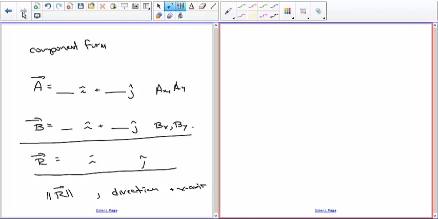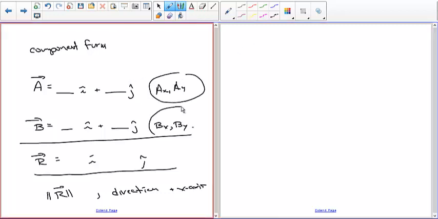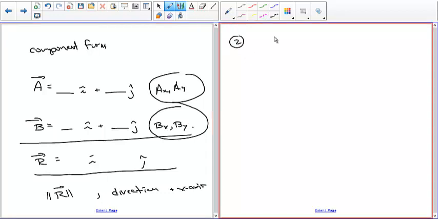The second thing is kind of similar to the first thing. In the first case, I want you to just use component form. The second problem involves using i and j notation. So if you have a vector A, it's going to be A sub x times i plus A sub y times j, and so forth.